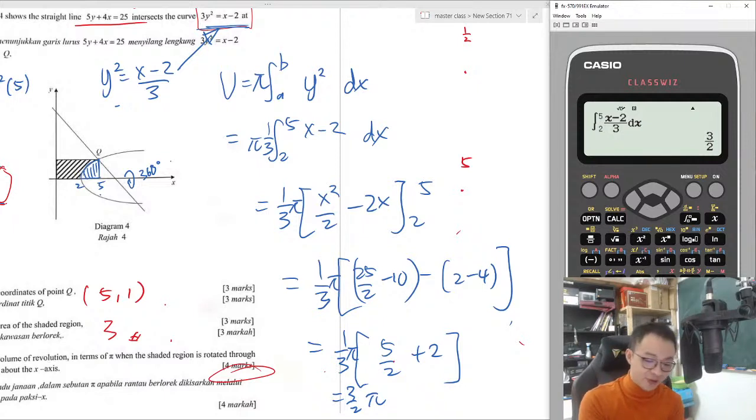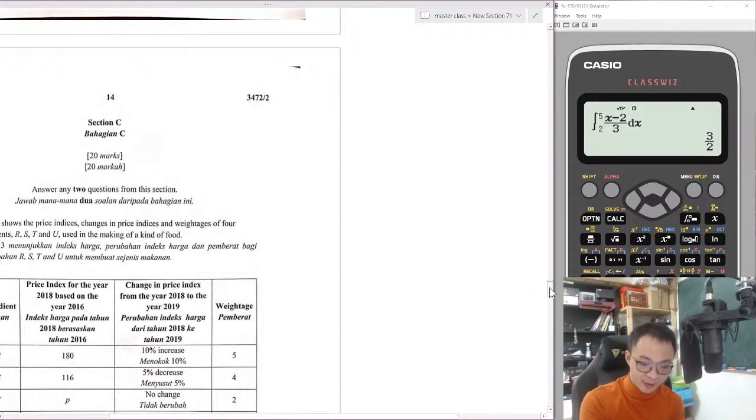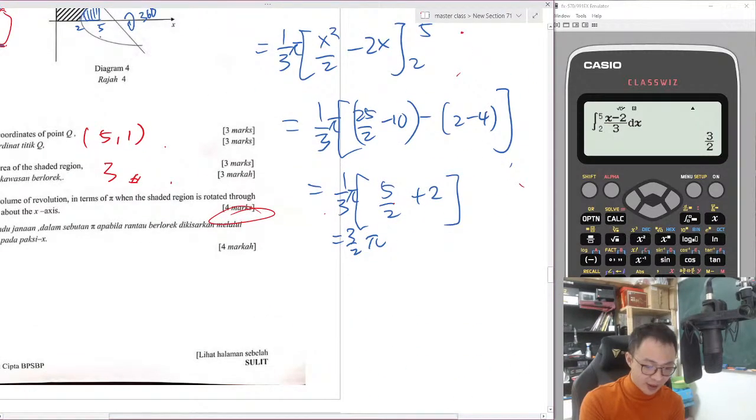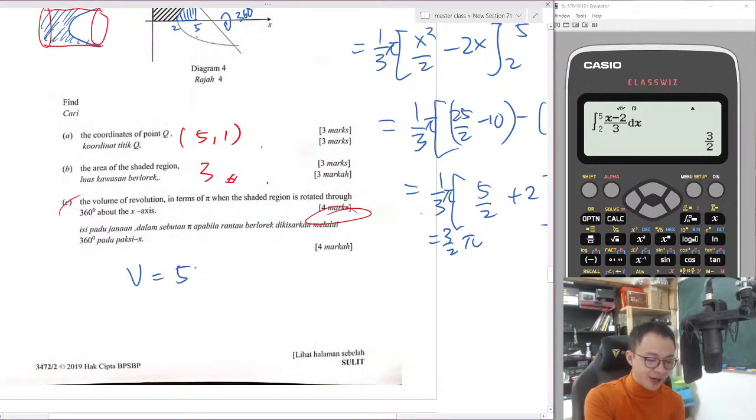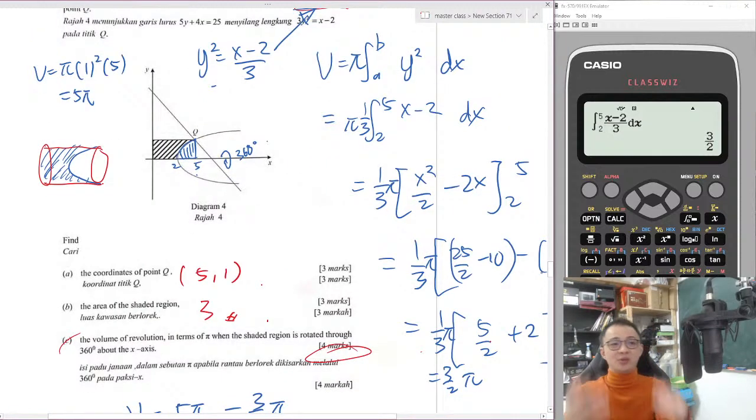So the total volume we want to find here will be, it lagged a little bit. Okay. So the volume will be 5 pi from the cylinder, right? Minus 3 over 2 pi, because they want me to leave the answer in pi. So it will be 7 over 2 pi. Okay, so this is how you get the 4 marks. Because some students maybe just straight away integrate, but you need to understand this very weird shaded region rotated 360 degrees on the x-axis, what will happen?